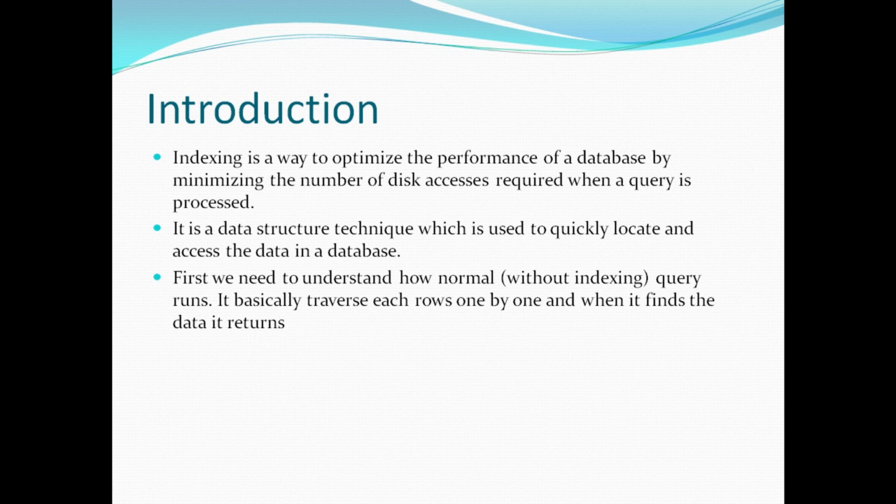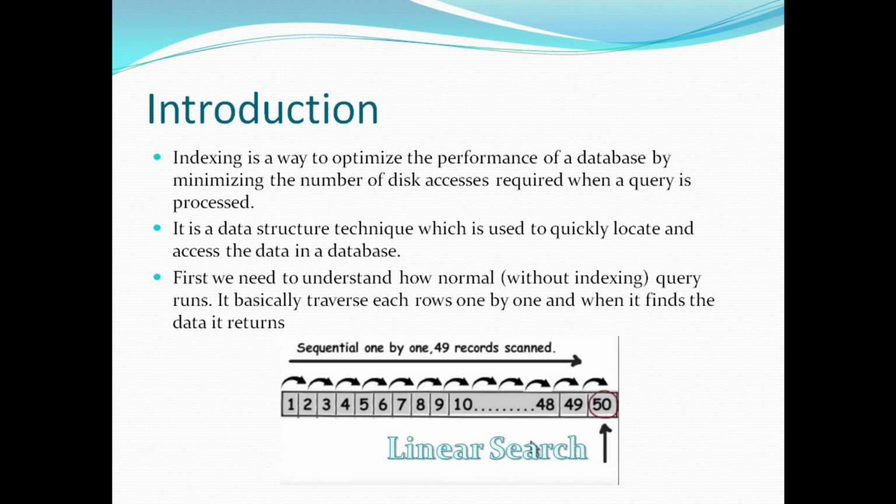It basically traverses each row one by one, and when it finds the data, it returns it. So for example, we want to find the number 50 in a table, and the table contains 50 rows. When we select the specific ID of the specific column, then it searches linearly.